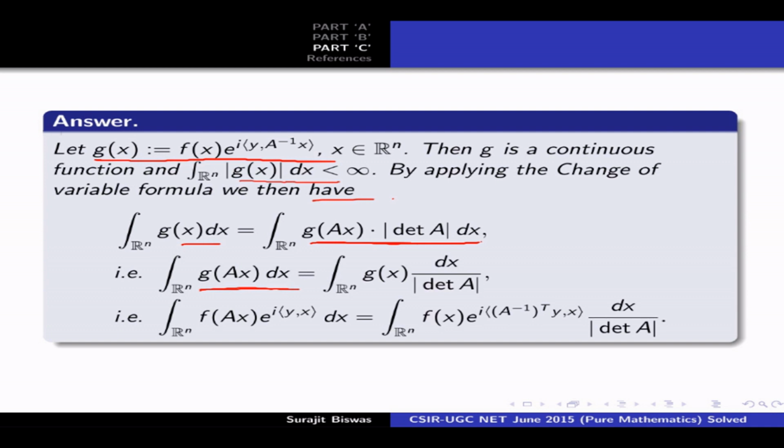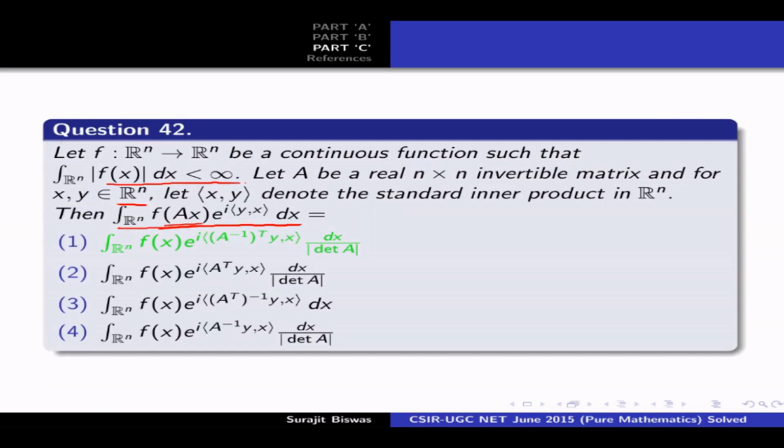And now what is g(Ax)? g(Ax) is this. So therefore this integration equals this integration, and hence the correct option is the first one. And of course from here we can see that options 2, 3, 4 are not correct.